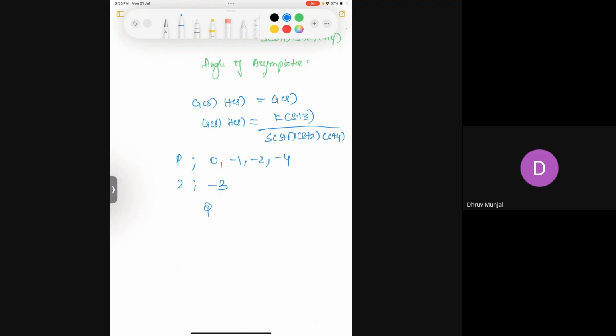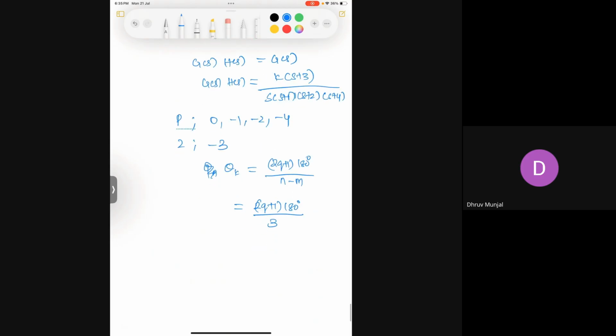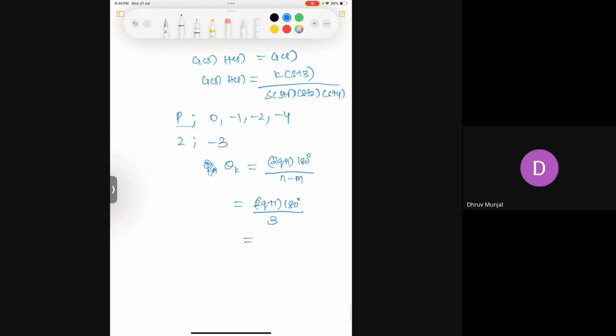So for sigma k, it will be (2q plus 1) into 180 degrees divided by n minus m. This will be (2q plus 1) into 180 divided by 4 minus 1, that is 3. Just substituting q, again you will get the same as we calculated before. That's it. So for different poles and different numbers of zeros, this angle might vary.